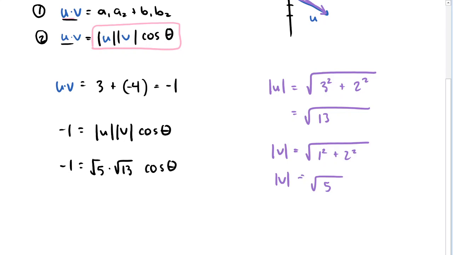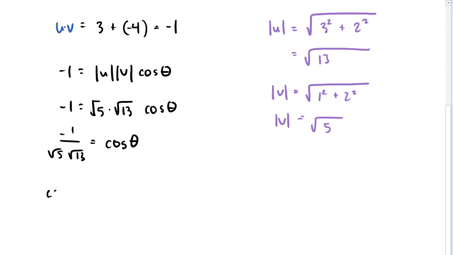And this is times cosine of theta. And so if we get that cosine of theta isolated, we have negative 1 over the square root of 5 times the square root of 13. We can use inverse trig now to figure out the value of theta, right? So we're looking for an angle between two vectors. The most they are going to be away from one another is 180 degrees. And that's great because cosine inverse is only going to give us an angle between 0 and 180 degrees. So there's no issue there. We don't have to worry too much like we usually do when it comes to inverse trig and finding angles.